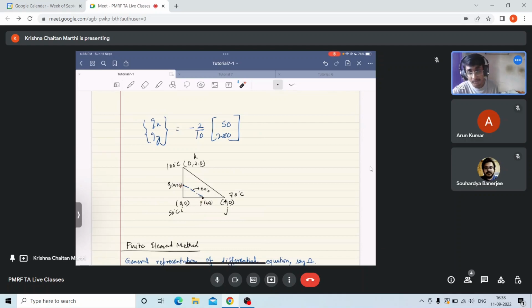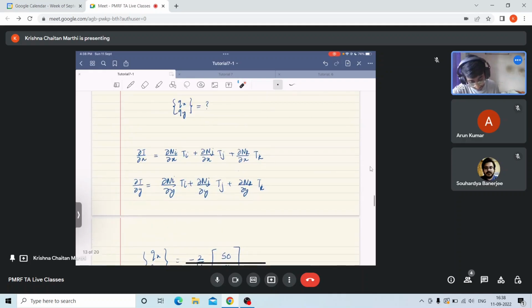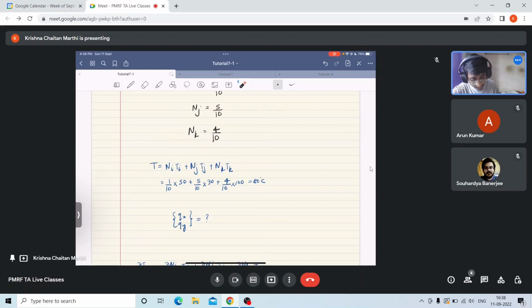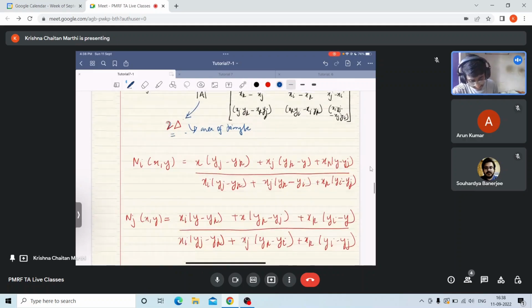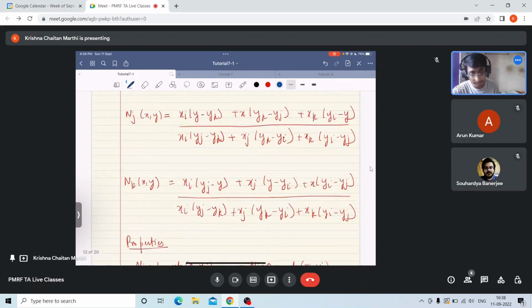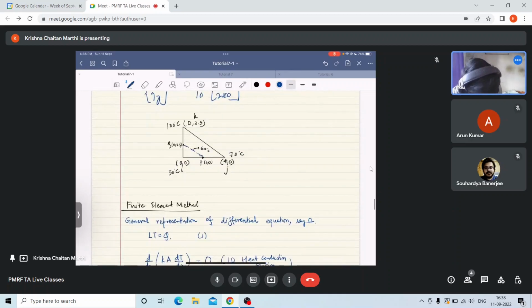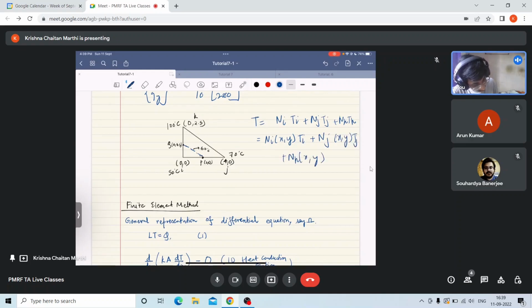And I can also draw the isotherm. How will I draw the isotherm? So I know the general profile of T. I know Ni, Nj, and Nk. They are functions of x comma y. So I know my T as Ni Ti plus Nj Tj plus Nk Tk, which is Ni function of x comma y times Ti plus Nj of x comma y times Tj plus Nk function of x comma y times Tk.